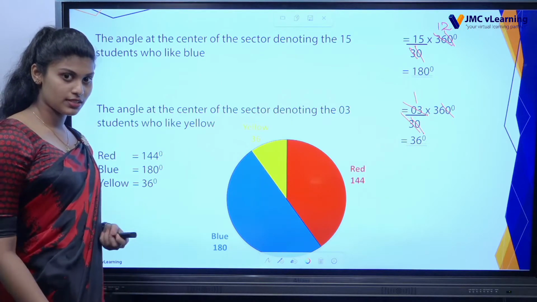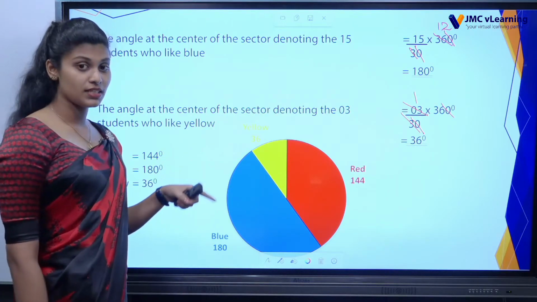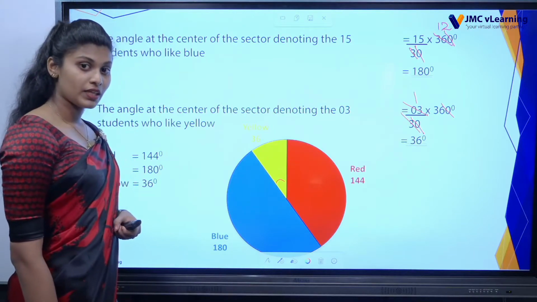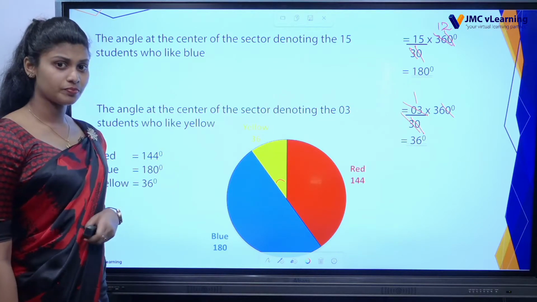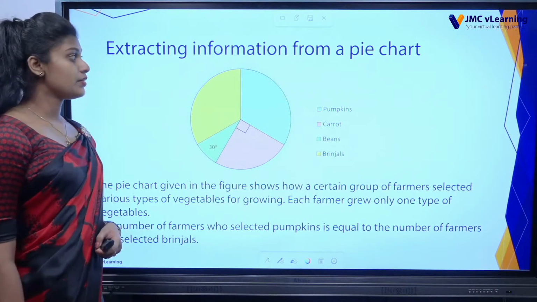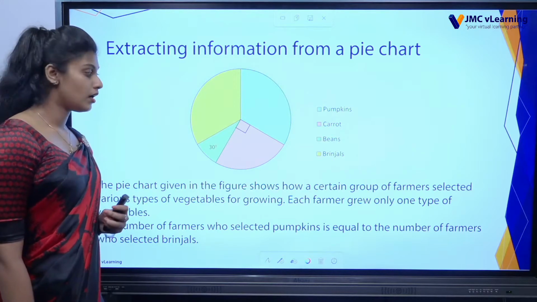First you have to draw the circle. Then, using the protractor, you can measure each of these magnitudes in the sector. Then you can draw this pie chart. Then, extracting information from a pie chart. Now you can see a pie chart.